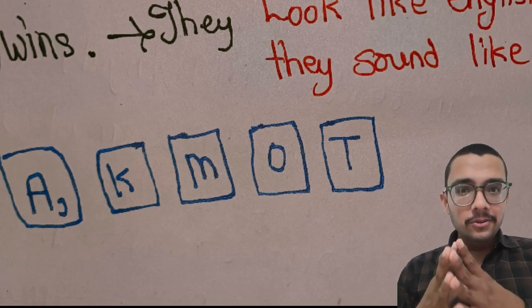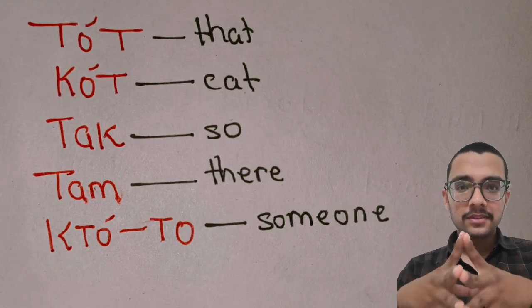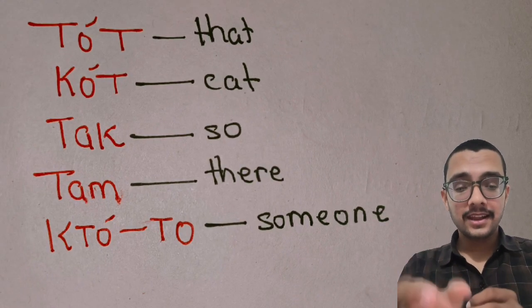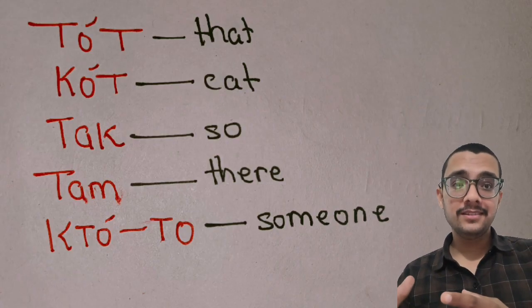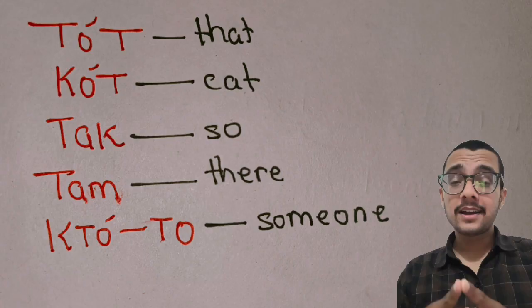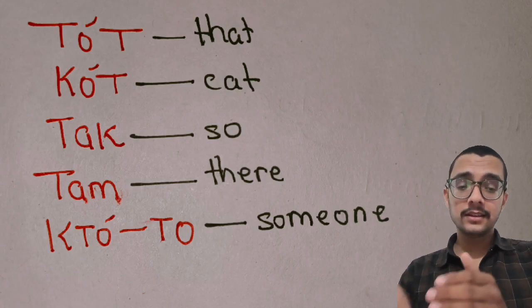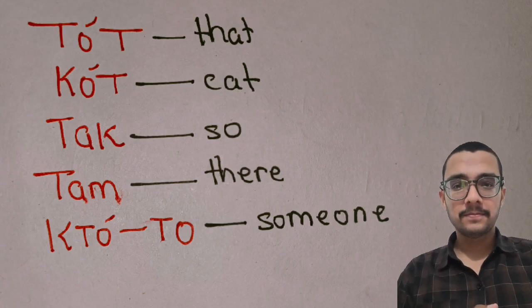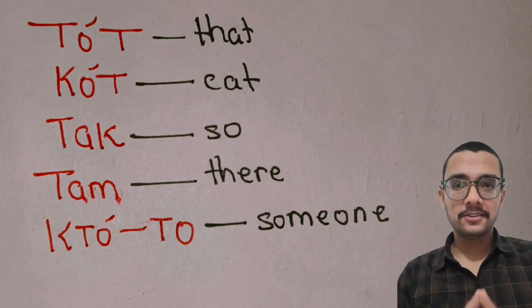Now, you can read Russian words made from these characters, such as tot. Tot means there or that. Kot, that means cat. Tak means so. Tam means there. Kto-to means someone. That's it. Now you know 5 characters out of 33 in Russian and how to read them.